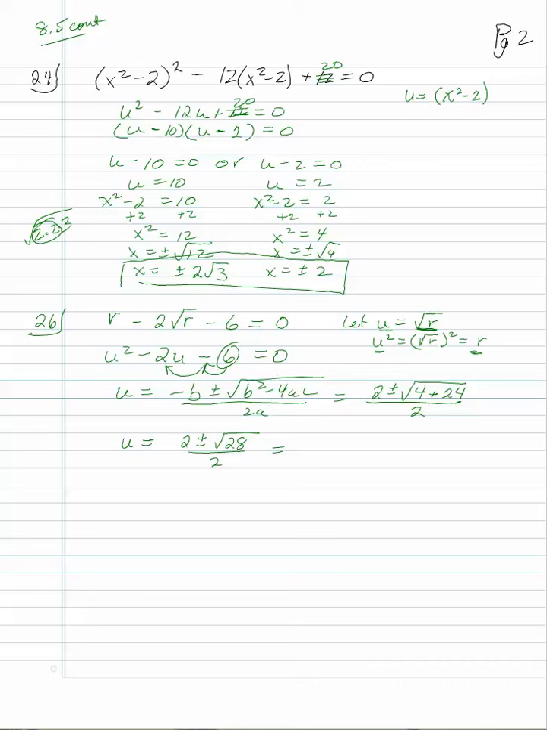Which is going to give me 2 plus or minus 2 square root of 7. And then I can factor out a 2 out of all of these. Okay, so we got u equals 1 plus or minus square root of 7. Now, the problem is, this is u, we have to solve for r. So for u, we substitute back the square root of r.